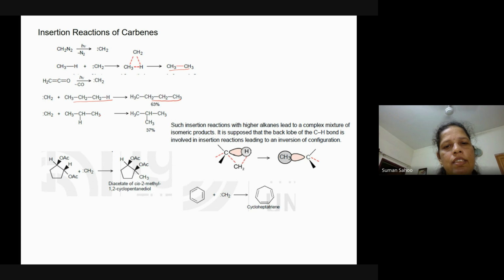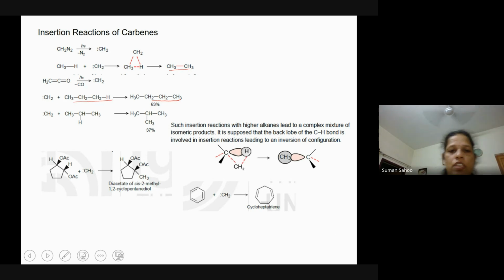And this insertion can go either, you see we have alpha hydrogens, or we have primary hydrogens, as well as secondary hydrogens. It can insert either along the primary carbon-hydrogen bond, or the secondary carbon-hydrogen bond. So that will give you a mixture of different products.